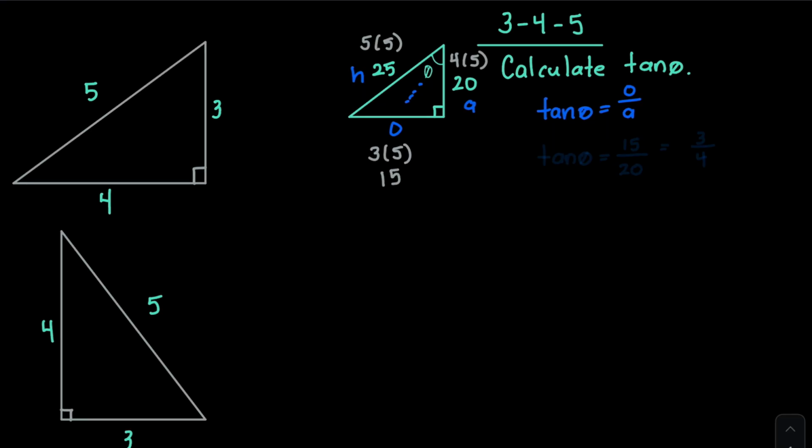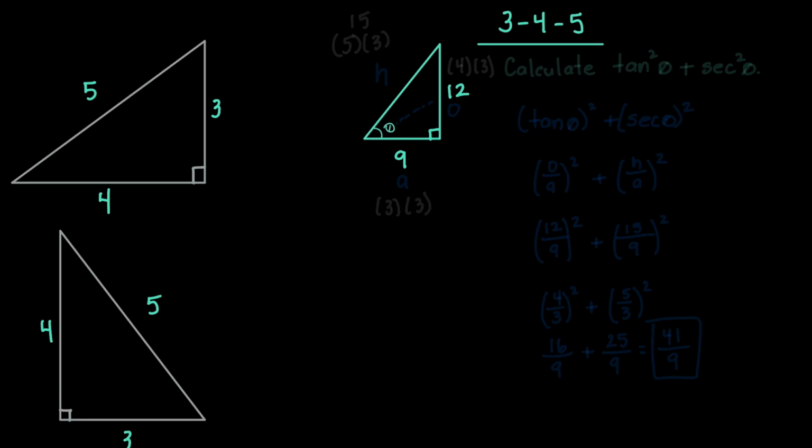And then I go back, tangent of theta is equal to 15 over 20, which is 3/4. Now, you don't have to do it this way. If you wanted to go through the Pythagorean theorem to find the other leg, you're going to get to the same answer. Just remember, I'm teaching you ways to save time on standardized testing.